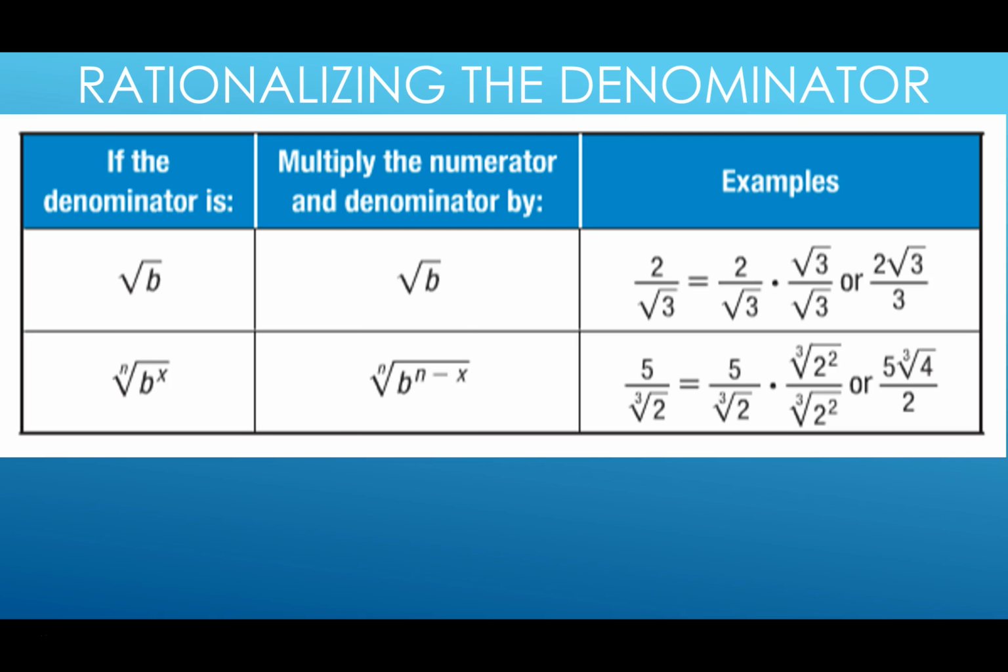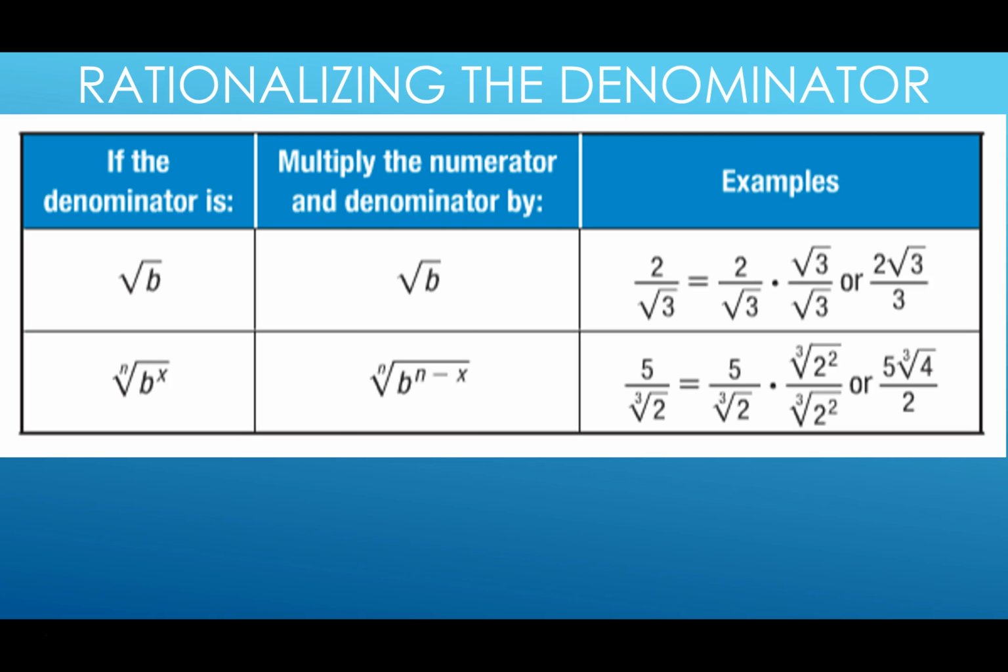So if the denominator was just a square root, we just simply multiply by the square root again, because multiplying the square root times itself will create a perfect square, and the radical will go away. So the example they use is 2 over radical 3. Well, you multiply top and bottom by the radical 3. Top becomes 2 radical 3. The bottom, radical 3 and radical 3 become radical 9, which is 3.